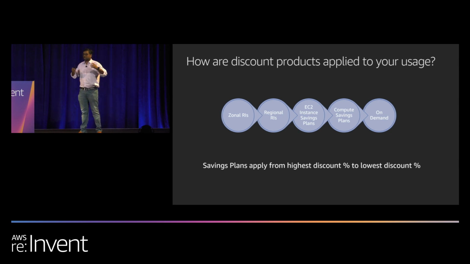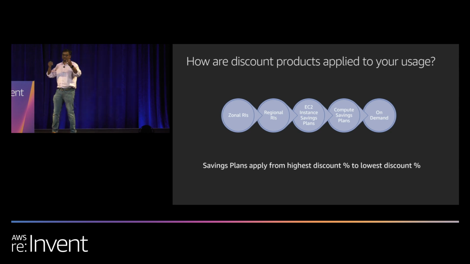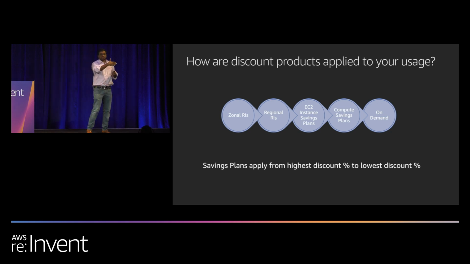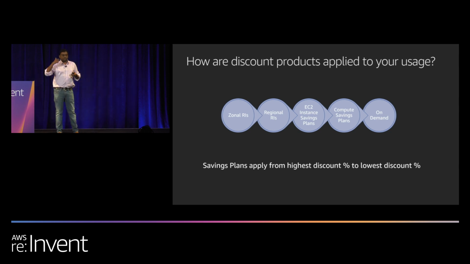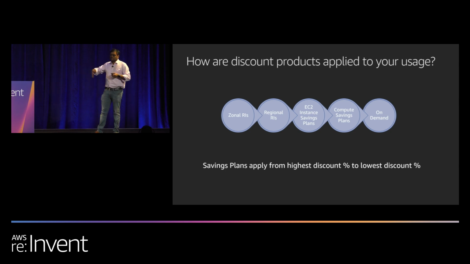Then we apply our regional RIs, same order, taking account affinity into consideration. Then we apply EC2 instance savings plans. When we apply savings plans, what we do is apply them from the highest discount percentage to the lowest discount percentage. So what do I mean by that?